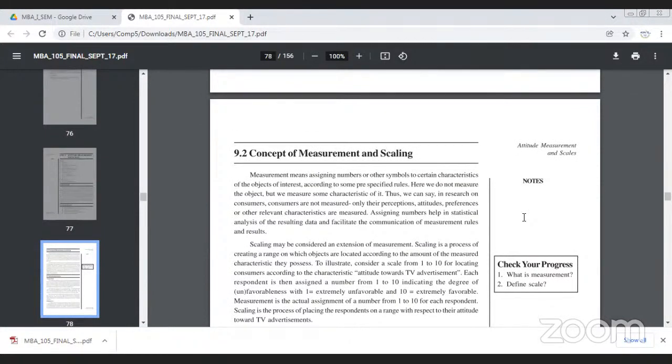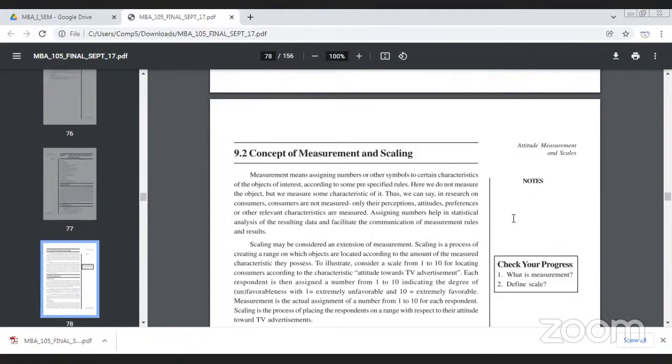Concept of measurements and scaling. Measurement means assigning numbers or other symbols to certain characteristics of the object of interest according to some previously specified rules. Here we do not measure the object, but we measure some characteristics of it.